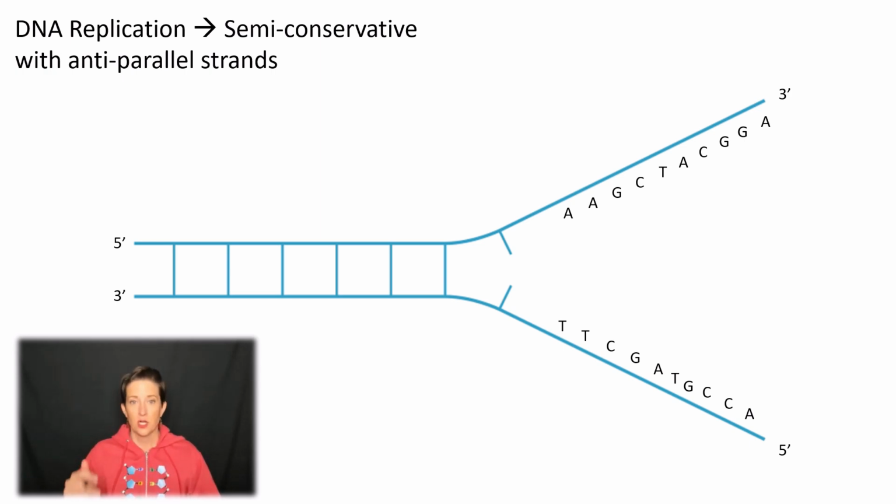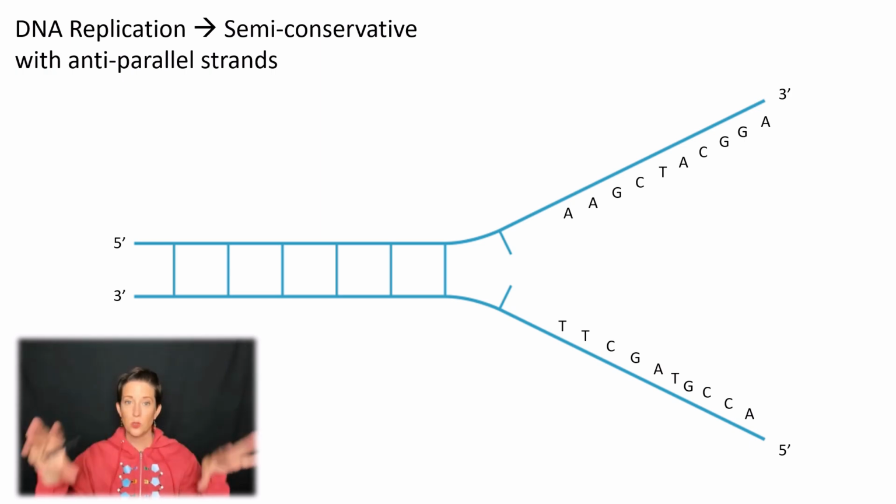DNA replication occurs when a cell is going to undergo growth through mitosis and or meiosis. This process is called semi-conservative because one strand from what we call the parent strand is going to stay with the new daughter strand, the one that we're making, to make two exact copies of that original DNA strand.